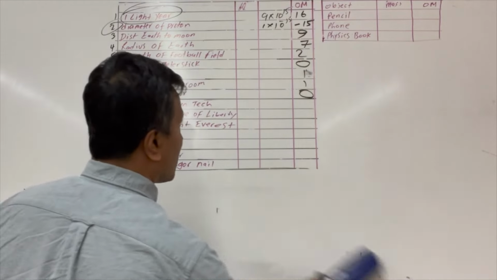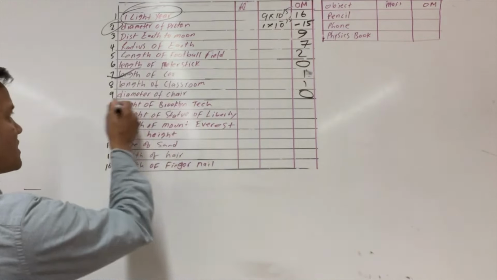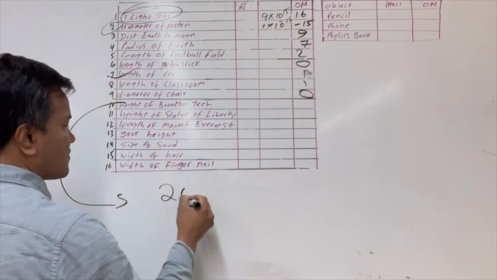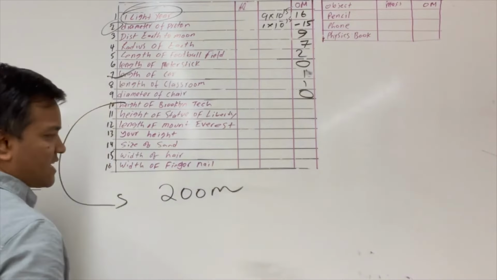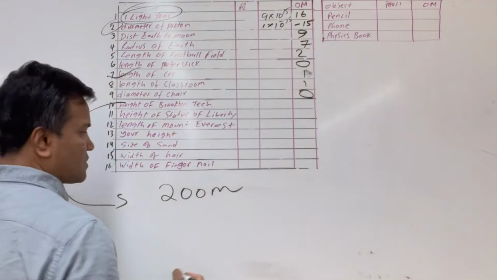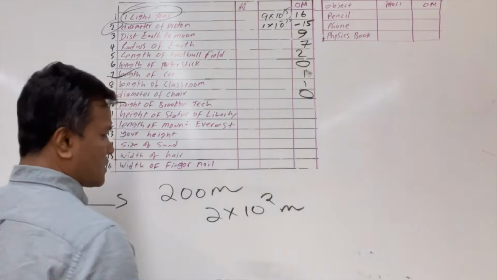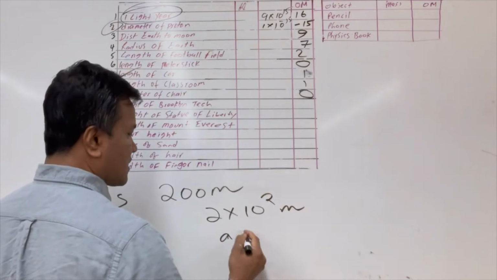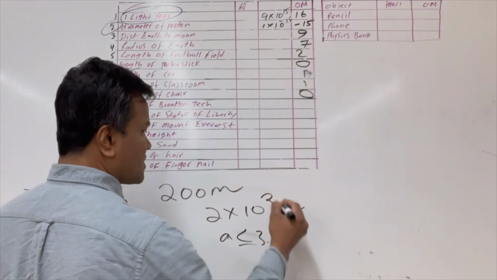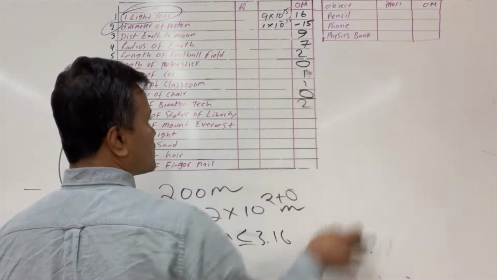Now the next one is height of the Brooklyn Tower. The height of the Brooklyn Tower is about 200 meters, 183 meters, I'll just say 200 meters. So 2 times 10 raised to 2 meters. A is less than 3.16, so B plus 0, so 2.